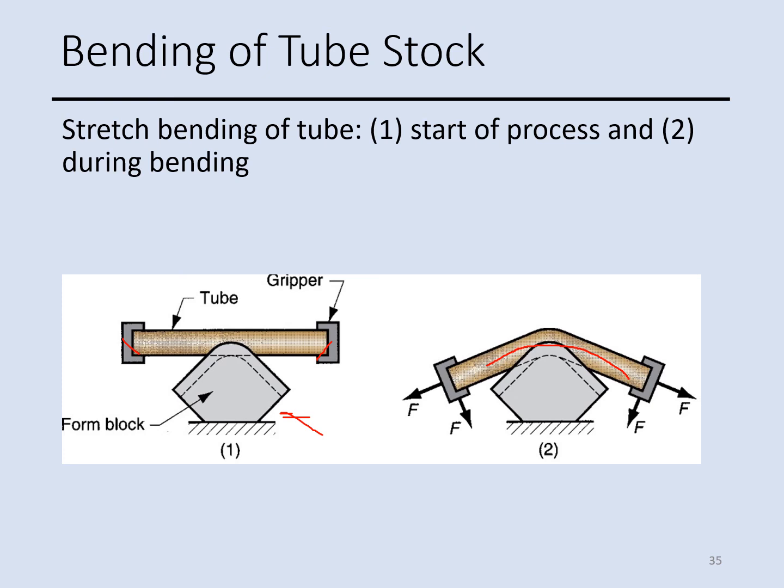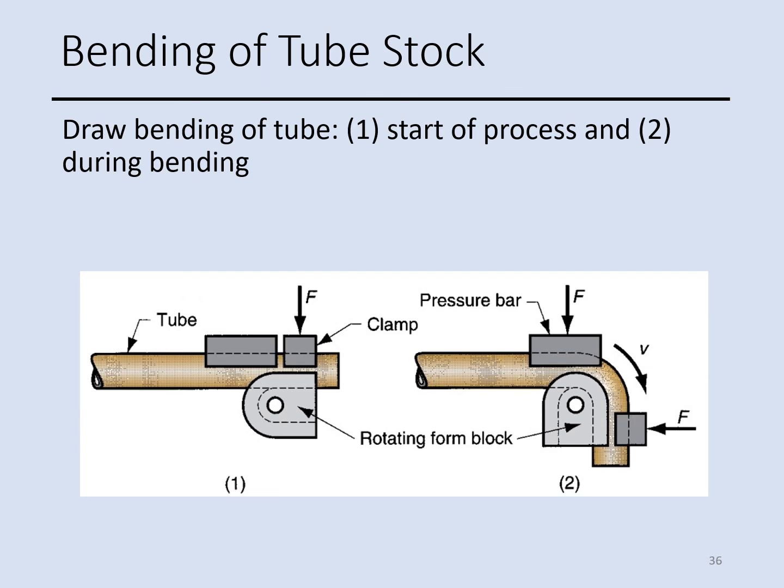Somehow we have a bending at the mid center of this pipe. We can also draw the tube and bend it like this picture, as you see. We have a clamp right there that holds the end of the pipe, and then the form block rotates clockwise. Then we have a bending plus a drawing on the pipe, so we can have a 90-degree bend on this pipe.